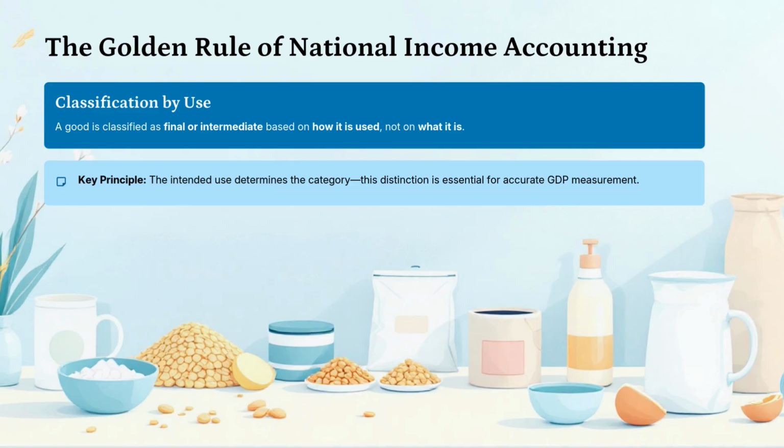Here's the golden rule of national income accounting. A good is classified as final or intermediate based on how it is used, not on what it is. The intended use of a good determines whether it is included in GDP.